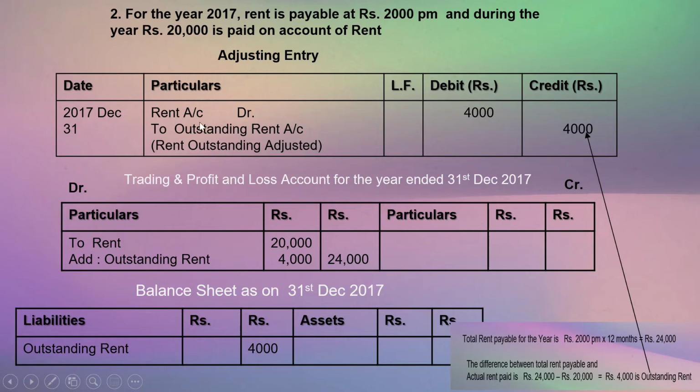So rent account debit to outstanding rent you should write, and rent will appear in the profit and loss account. So there you should show it on the debit side. You have to add it, because this outstanding rent belongs to this particular accounting period, and this will be a liability. When you have received the benefit but you have not paid, then that will become a liability.